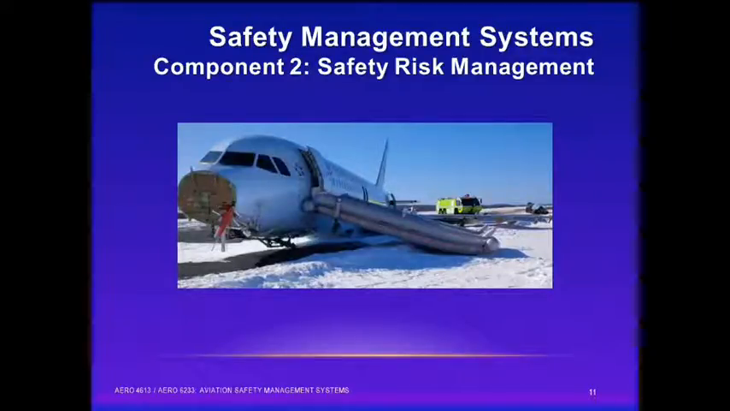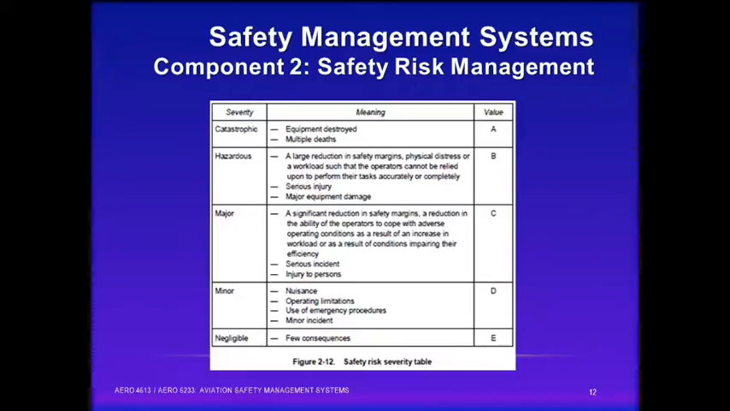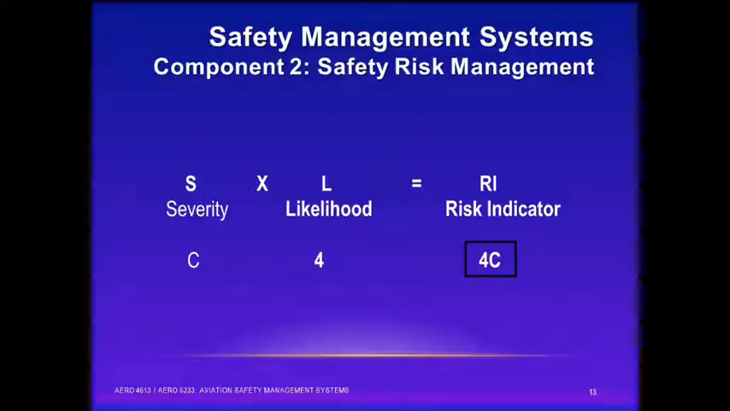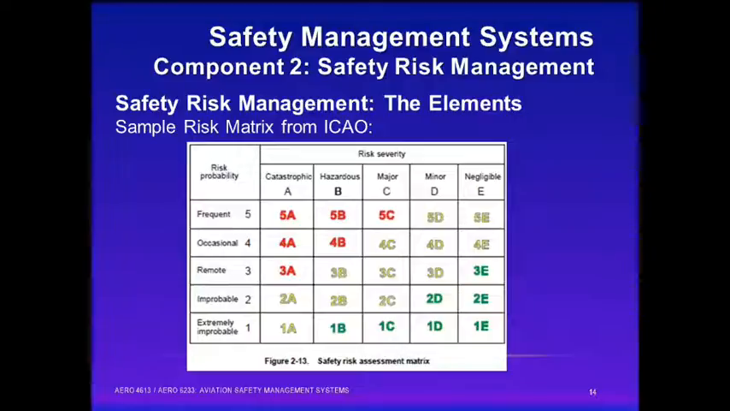For the sake of our discussion, though, let's classify severity as major. That is a value of C. Once we have determined likelihood and severity, we put those together to determine a risk index. So we had a severity of C, like Charlie, and a likelihood of 4. Put those together, we get a risk indicator of 4C. Well, what do we do with that? We plot it on a risk matrix. Here's a risk matrix. This is an option of the risk matrix from ICAO. In our case, 4C is where we fall on the risk matrix, and that indicates moderate risk.